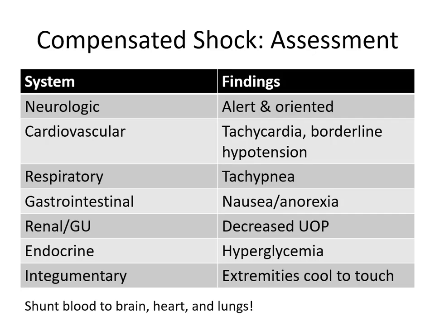Here I've listed findings consistent with compensated shock. The patient is alert and oriented. There is tachycardia as well as borderline hypotension, tachypnea, nausea and anorexia, a decreased urinary output, hyperglycemia, and the extremities are cool to touch. The overall picture here is that blood is being shunted to the brain, heart, and lungs.